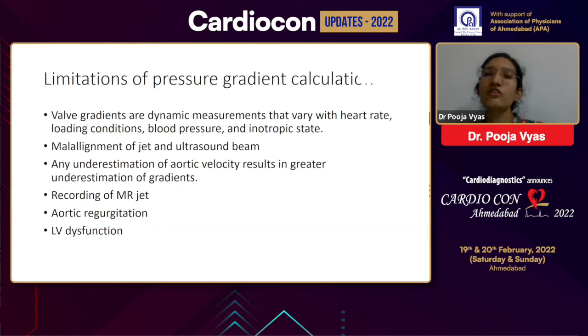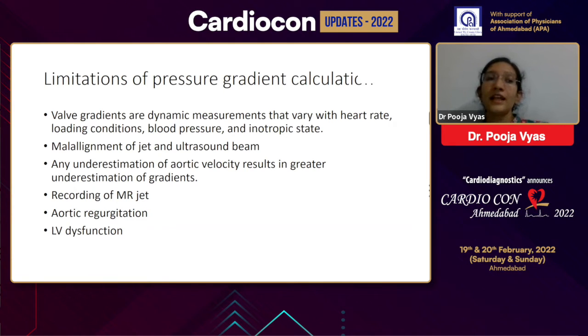And there is also one limitation, that due to the similarity in the location of the mitral regurgitant jet and the aortic stenosis jet, and the direction of the jet, we may get confused with the MR jet.